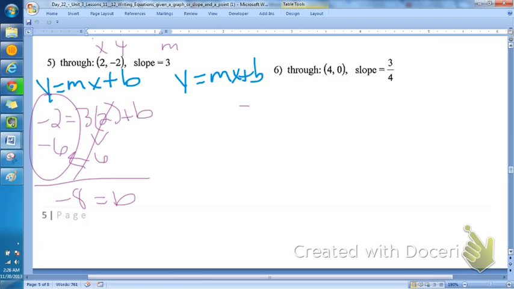Replace that b value with -8 on the second equation. Copy down my x. Bring down my m value, which is the 3 that was given, equals, and then bring down the y. So there's your answer.